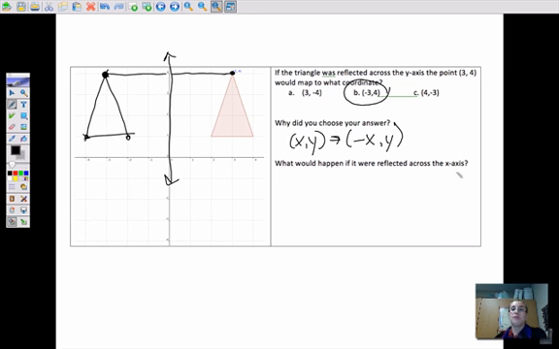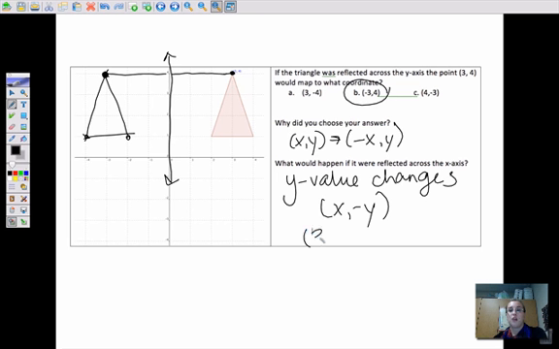And then what would happen if it reflected across the x-axis? You could have written out in words something like the y value changes. You could have written (x, -y). You could have actually taken the point and written out (3, -4). There were lots of options there.